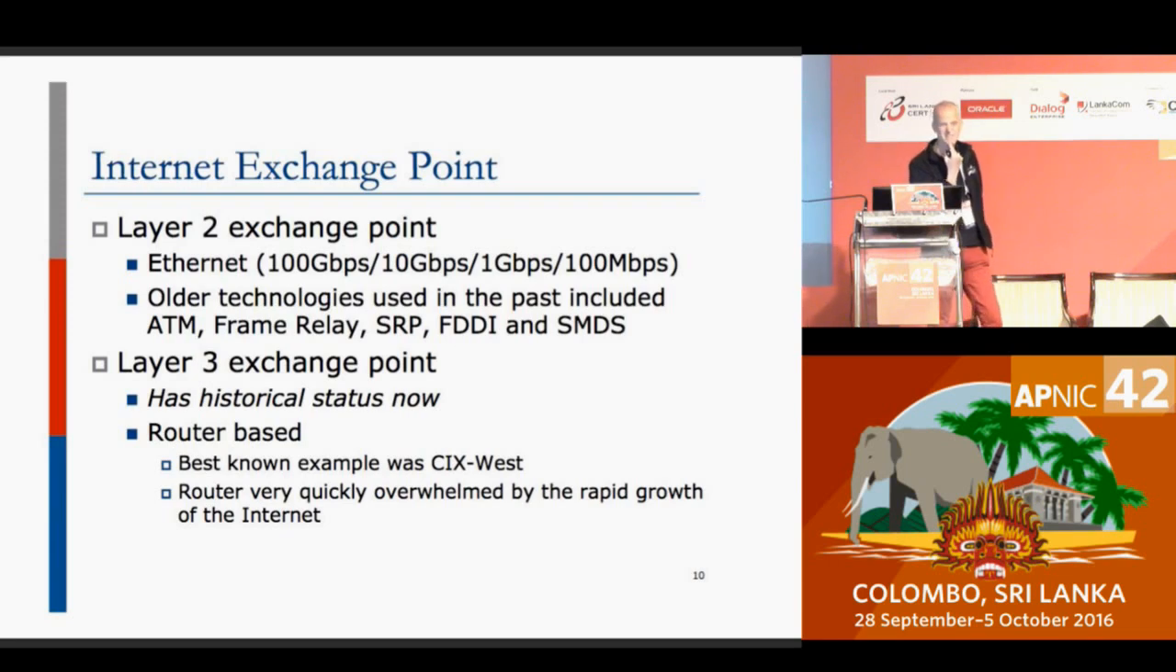It was a router, a Cisco 7010, I think it was, in its second variation. It didn't have the memory, didn't have the CPU, didn't have the interfaces, throughput, and how it was administered was kind of really strange as well. So it was very quickly overwhelmed by the rapid growth of the internet. And so Ethernet very much now is the only way we do this.